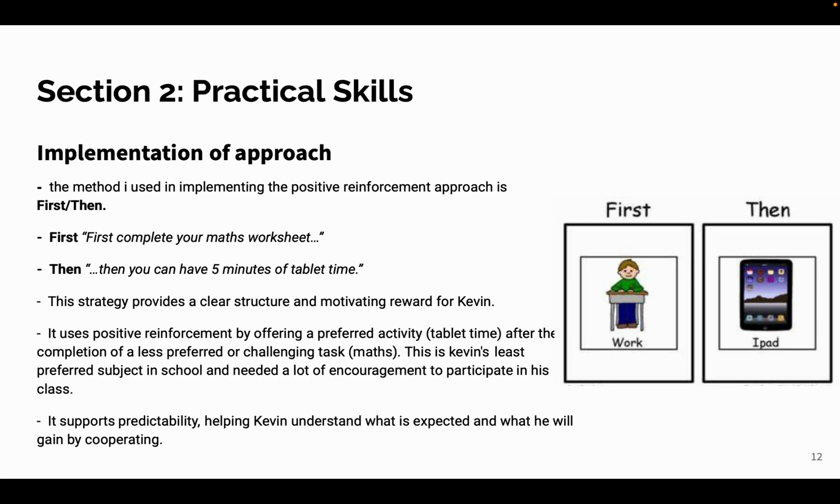It uses positive reinforcement by offering a preferred task, like his tablet, after the completion of a less preferred or challenging task, which is his maths. This is Kevin's least preferred subject in school and he needs a lot of encouragement to participate in class or complete his homework. It supports predictability, helping Kevin understand what is expected and what he will gain by cooperating and completing his work. On the right here you will see a demonstration of a first and then.